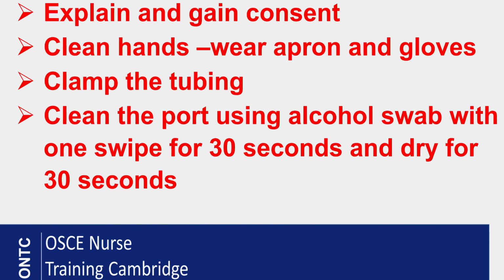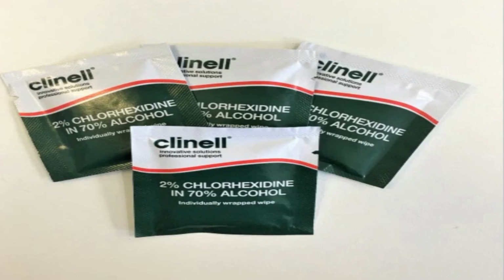You're going to clean it with an alcohol wipe with 2% chlorhexidine. You're going to clean it from top to bottom in one swipe motion for 30 seconds and let it dry for 30 seconds. Once you have done that, you're going to open your syringe. Make sure you do not touch the key parts of the syringe, because we need to keep this sample sterile. So you will just not touch the front of the syringe at all.